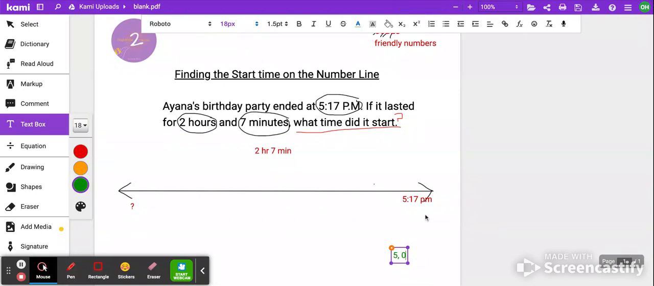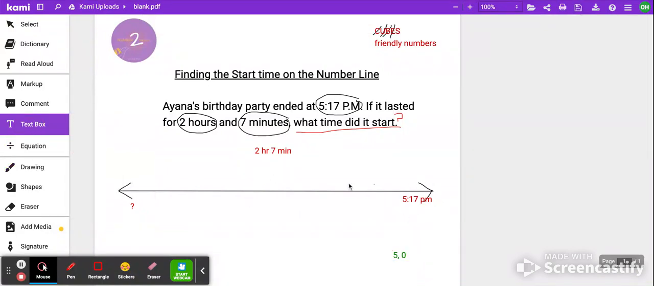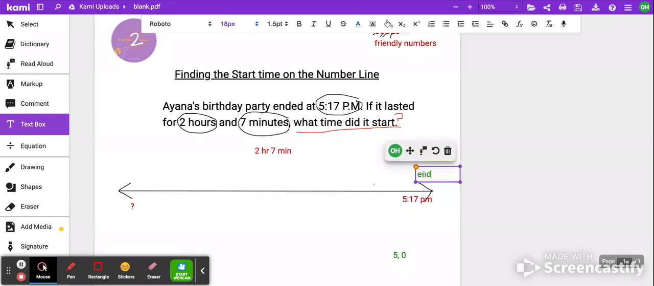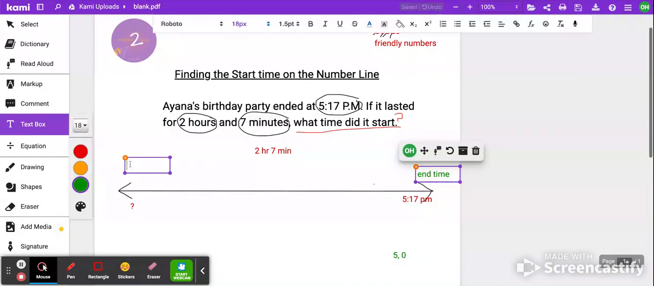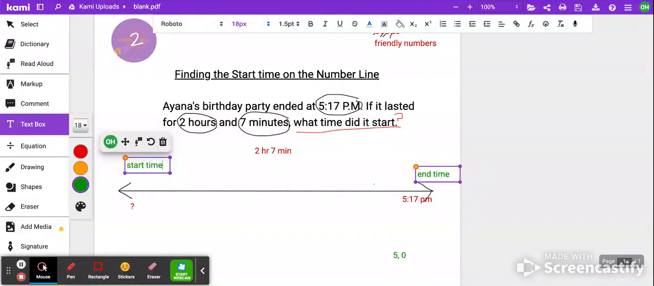So here we go. We're going to start at 5:17. Since we don't know what time the event begins, which the beginning always starts on the left, and the end always ends on the right, we are going to move backward, or subtract. Let me repeat myself. If you know the end time, and I'm going to grab a little text box right here and put the words end time, you will start with that time on the right side and then you will subtract in order to find the start time.